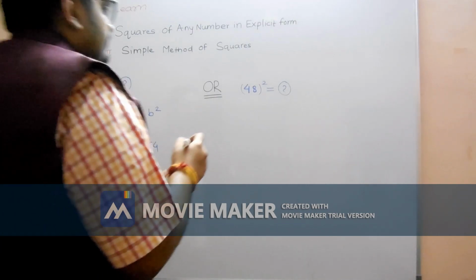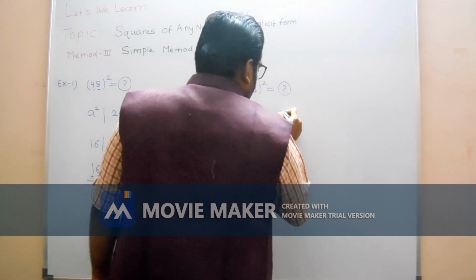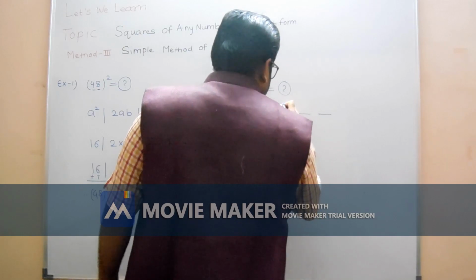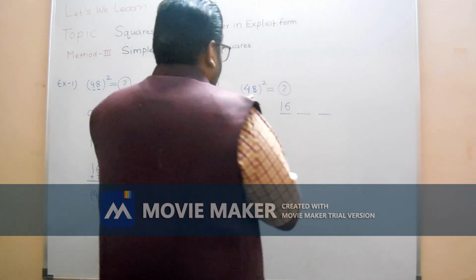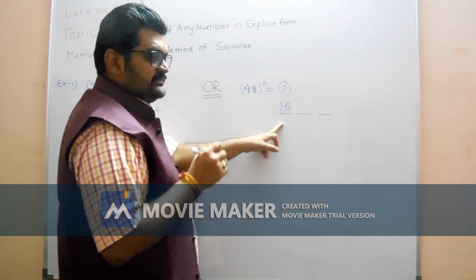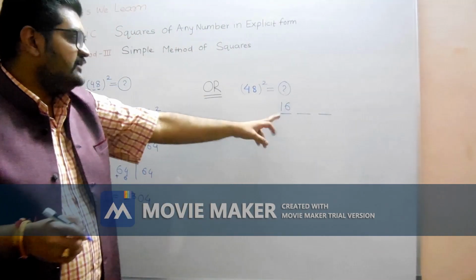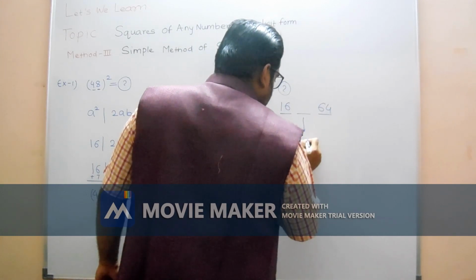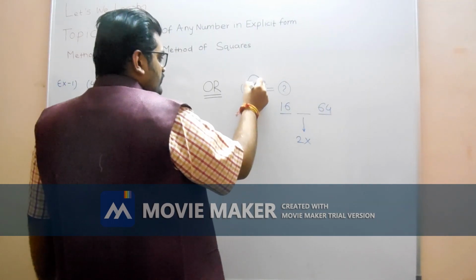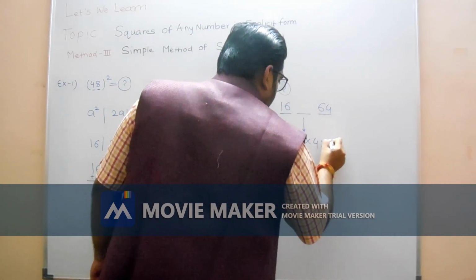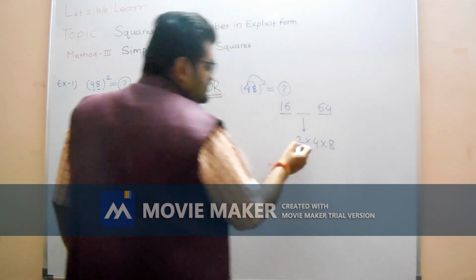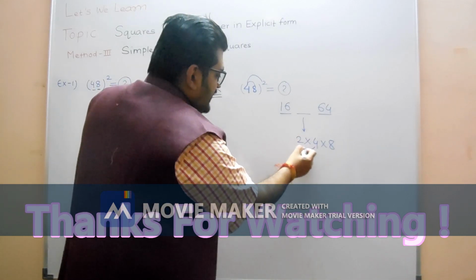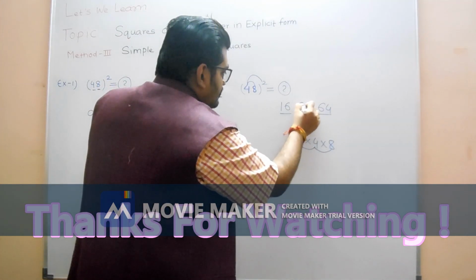Now 48 square: three slots over there, 1, 2 and 3. 4 square is 16. 8 square is 64. And the middle part is 2 times a into b, 2 into 4 into 8, that is 4 2s are 8, 8 8s are 64.